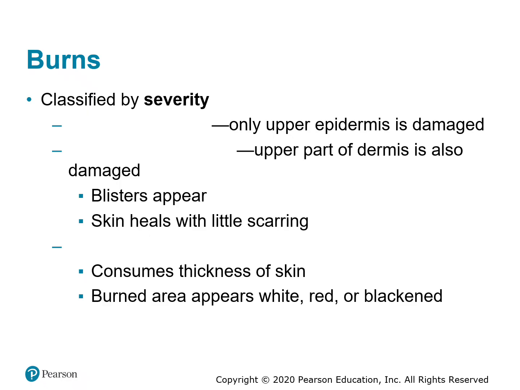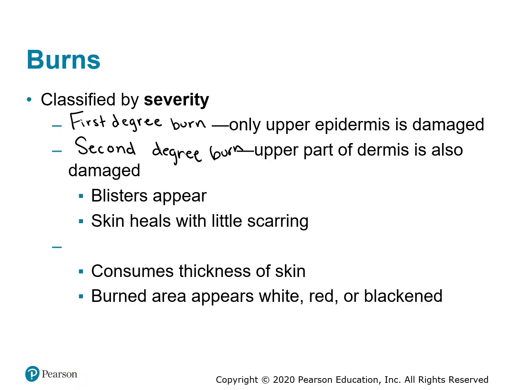Burns are classified by their severity. A first-degree burn is going to just hit the upper epidermis. Not going to go too far into the skin. Probably a lot of the stratum corneum layer, the stratum granulosum might be a little bit damaged as well. A second degree burn is going to hit some of the upper dermis. You might get some blistering, and the skin will heal, but you will have a little bit of scarring.